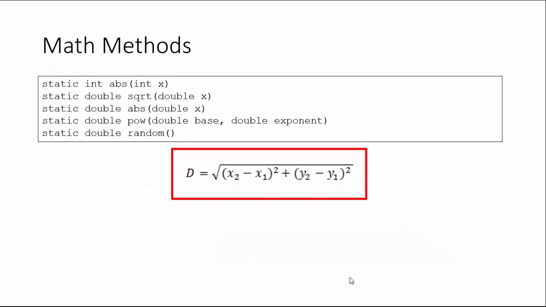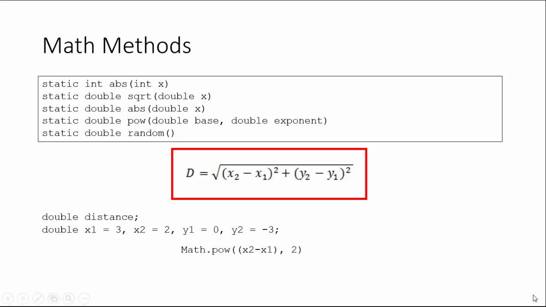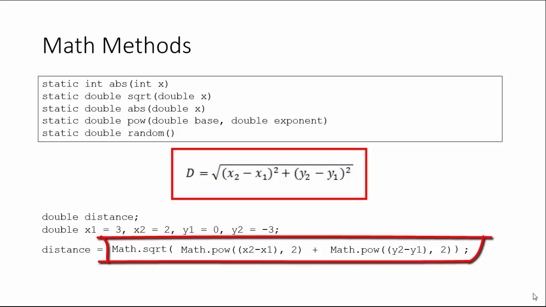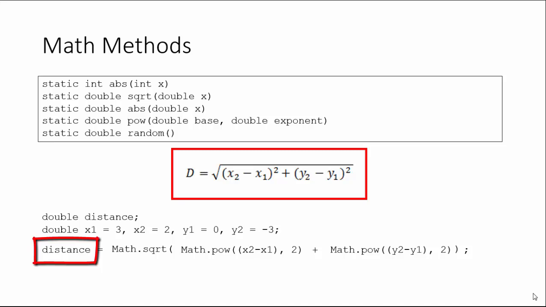Look at the distance formula. Let's write the statements to calculate the distance between 2 points using the methods in the math class. First, we declare a double variable to hold the result. Then we declare 4 integer variables for the x y coordinate values and we'll initialize them. Next, we use the math methods to calculate the distance. We'll use the Math.pow method to calculate the difference in x values raised to the power of 2. We'll do the same thing for the y values, add those values together, and then take the square root of the result. The expression on the right is evaluated, and then the result is put into the variable distance on the left.